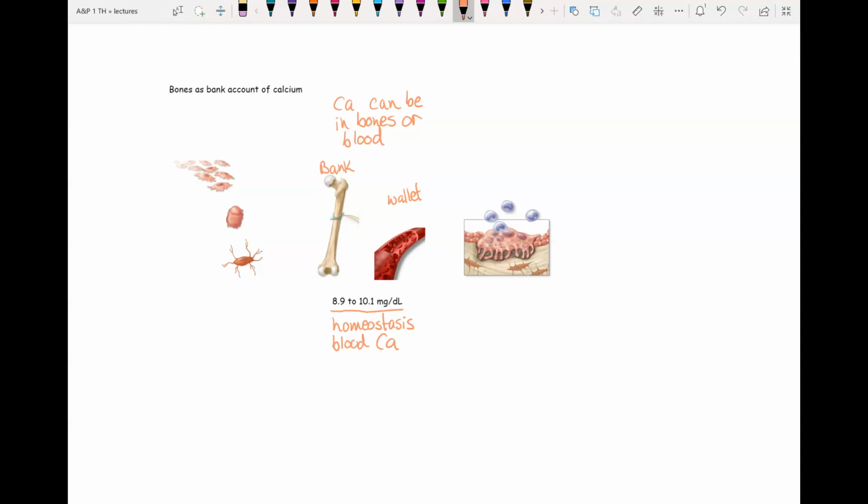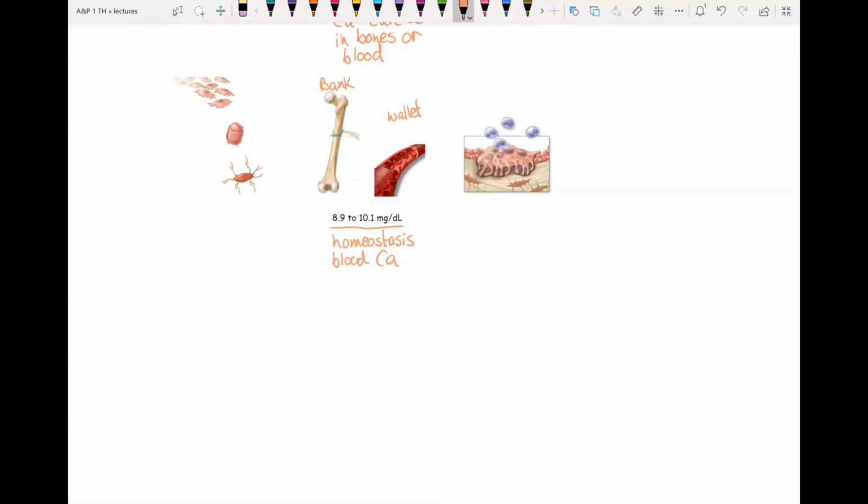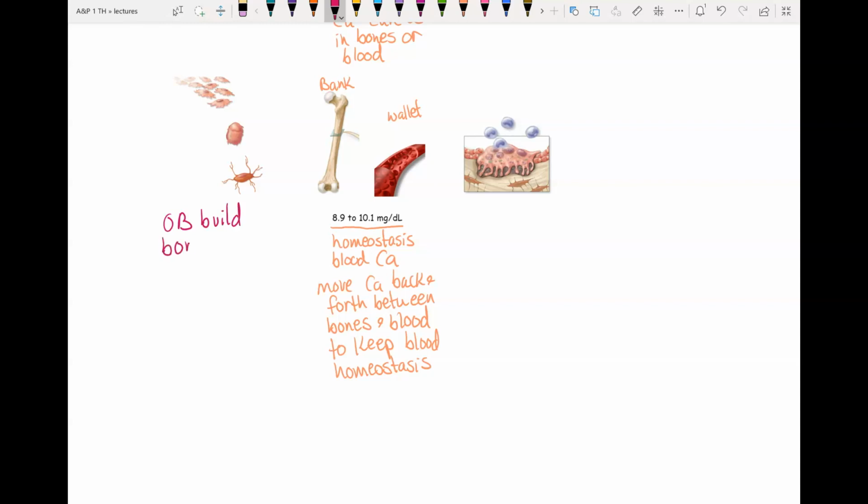So that's how it is with your bones and your blood. The calcium is either in one or it's in the other. So when you have extra in your blood, you move it into your bones. If you don't have enough in your blood, you move it out of your bones. So we know that the osteoblasts will build bone, and they are what move the calcium from blood to bone. So from your wallet into your savings account.